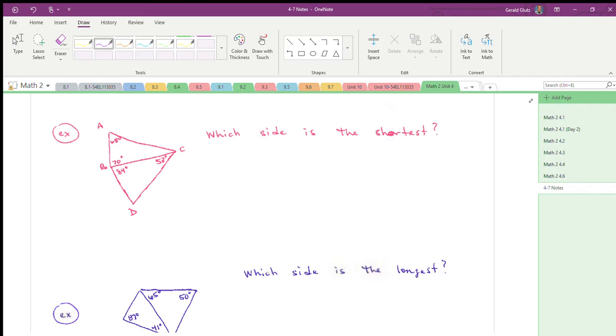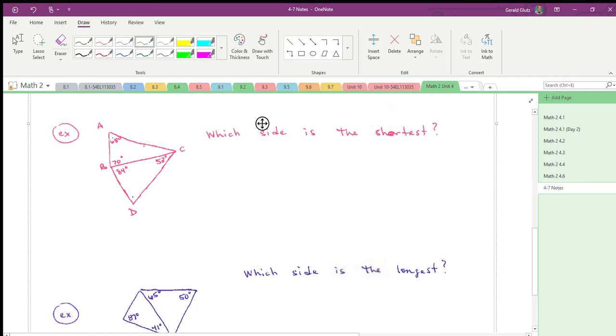Next example. Which side is the shortest? Again, the first thing I want to do is find the angles that are opposite of this side. So I could find the third angles in each of these triangles.